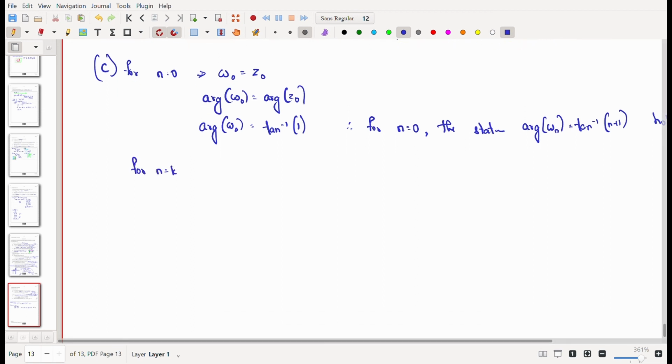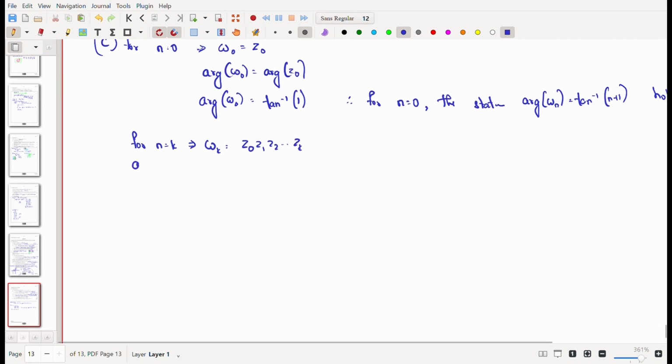Now let's go ahead and write for n equal to k. For n equal to k, omega k is equal to z1, z2, all the way to zk. And we are going to assume that the statement is true.